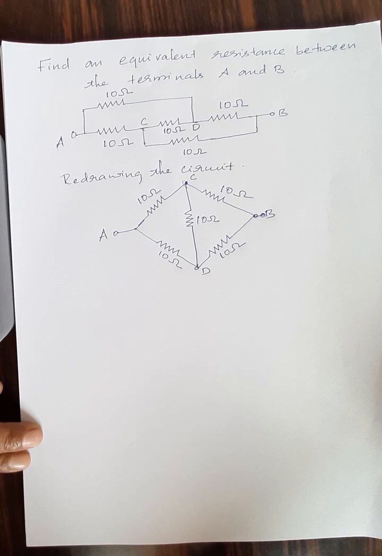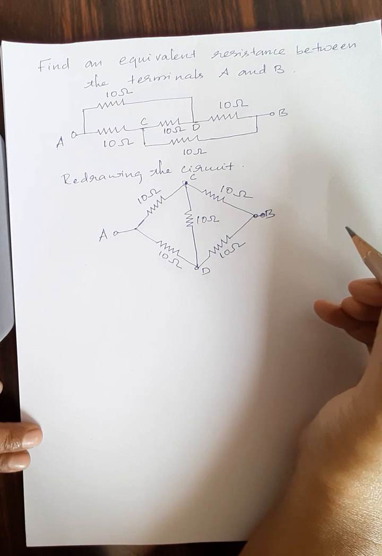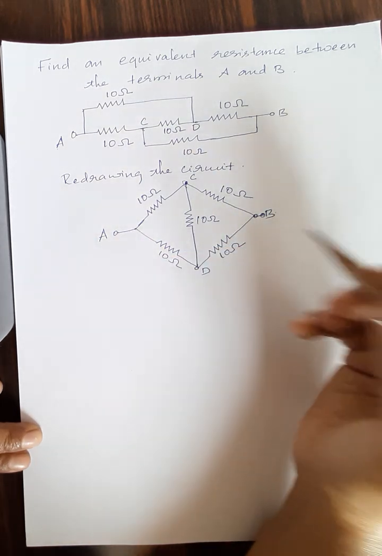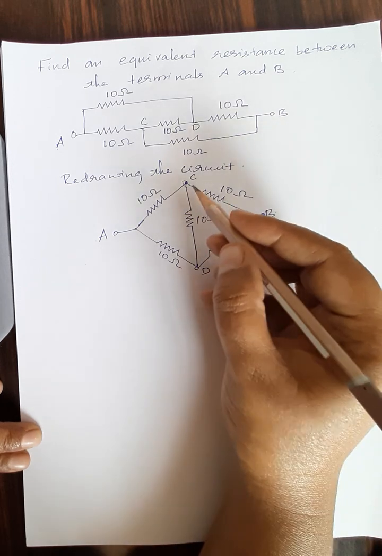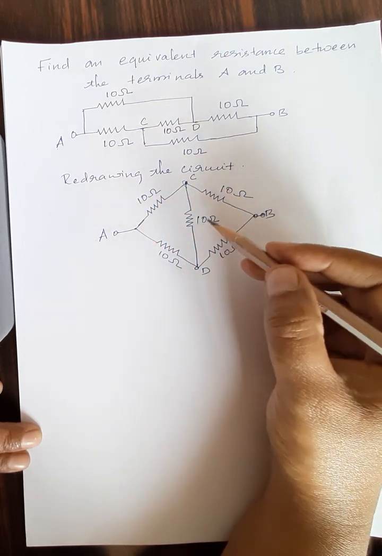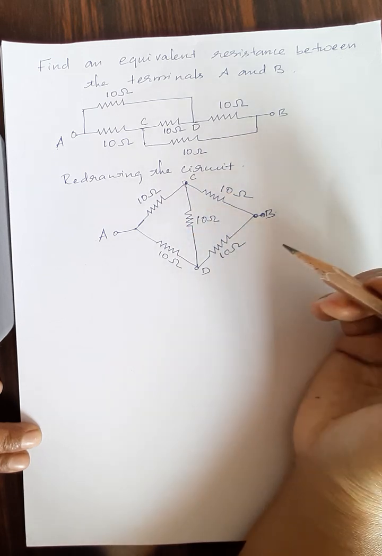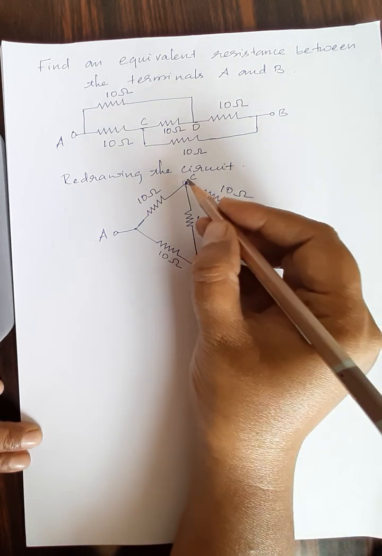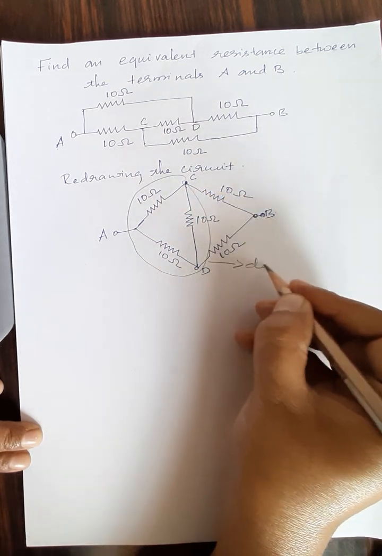C and D are just intermediate terminals that we have assumed, but we need to find the equivalent resistance across terminal A and terminal B. So if you observe here, you have delta form. This is one delta form and this is one delta form, but 10 ohm is the common resistance connected between these two delta networks. Here you need to consider any one of the delta networks. I will consider this one as delta.